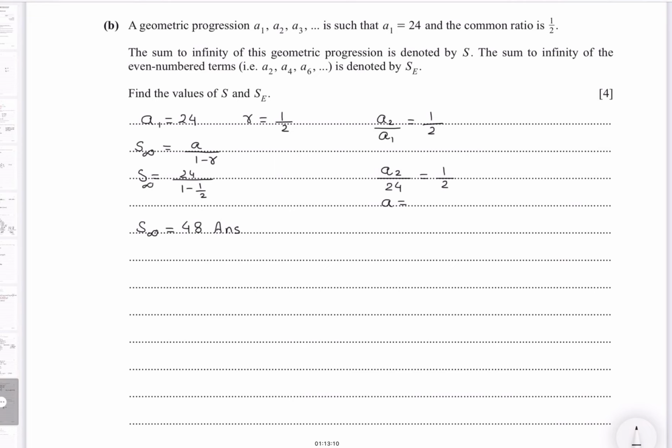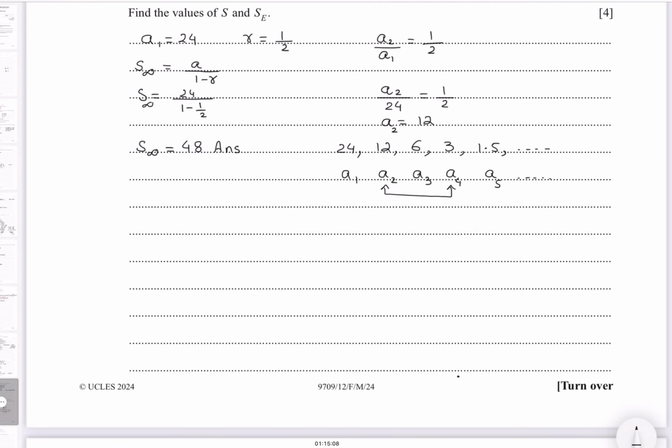So now simplified, our A2 is 12. If our A2 is 12, our second term would be 12, our third term would be 6, and our fourth term would be 3, and 1.5 and so on. So this is our A1, A2, A3, A4, A5 and so on. So just pick the even numbered values, which is A2 and A4 and A6, like that.